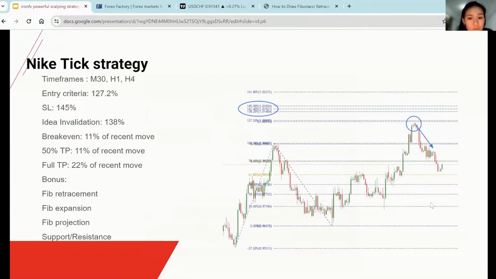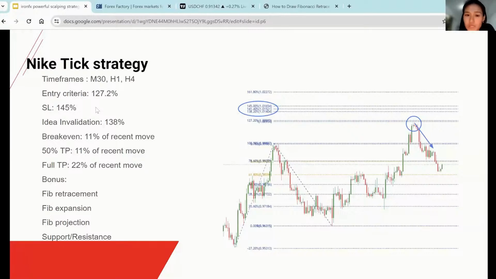Okay, so you can take a screenshot of this slide if you wish, but this is just a guideline to how you can use the Nike tick strategy for scalping purposes. The timeframes we're using would be the M30, H1, and H4. Entry criteria is if price breaks out of the 127.2. Stop loss will be placed at the 145 idea and validation 138. Break even will be 11% of the recent move.